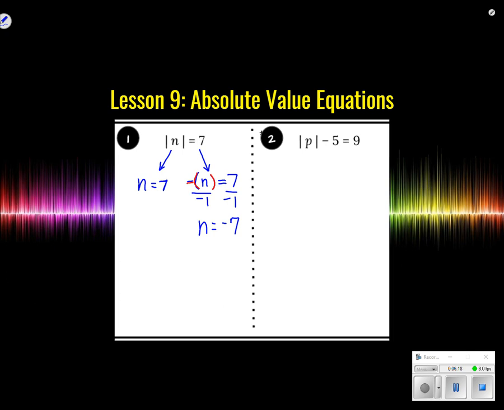Now, don't fall into the trap that just because one of them is 7, the other one always has to be -7. They don't necessarily have to be opposites. In some cases, they are. So let's check. I'm going to plug in 7. Is the absolute value of 7, 7? Yes, it is. Is the absolute value of -7, 7? Yes, it is. So this is my check.